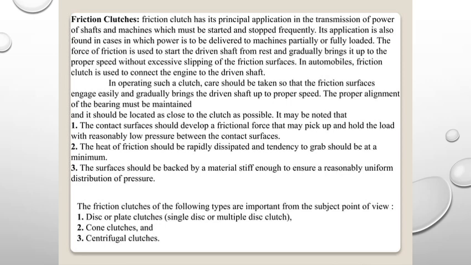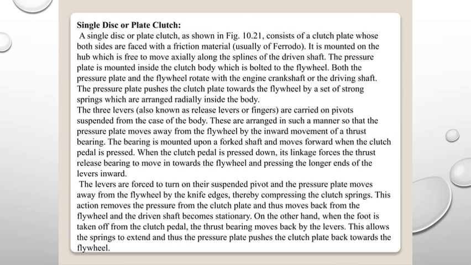The friction clutch has the following types, that is single disc or plate clutch, multiple disc clutch, cone clutch, and centrifugal clutch. First one is single disc or plate clutch. It is shown in the figure and then the next slide. The clutch plate has both sides surfaced with friction material. It is mounted on a hub and is free to move axially. The pressure is bounded inside the clutch body, while the driving shaft.